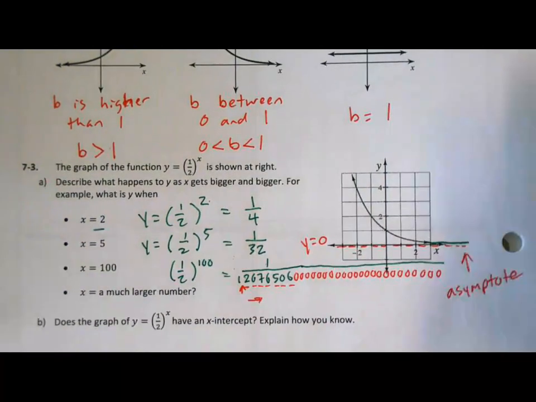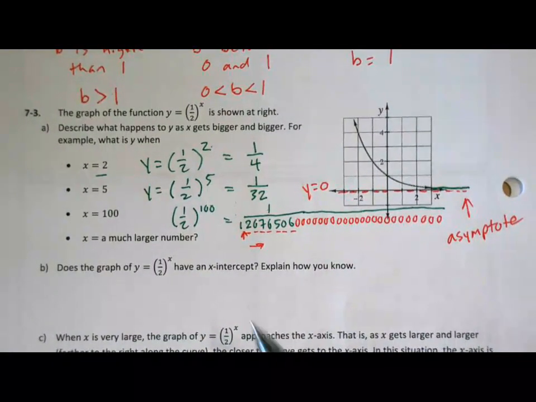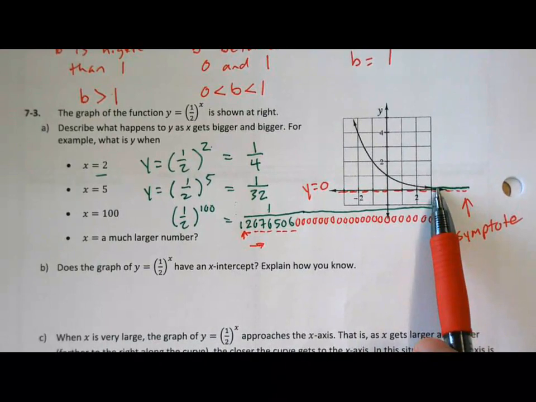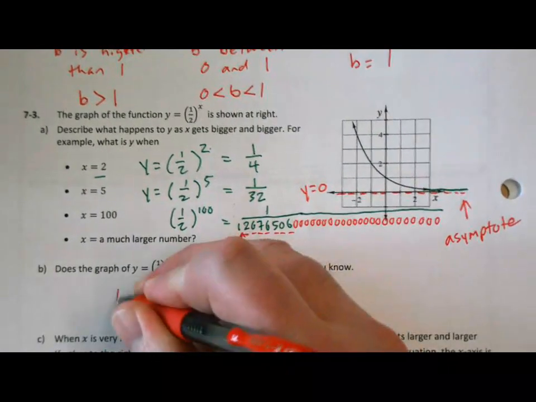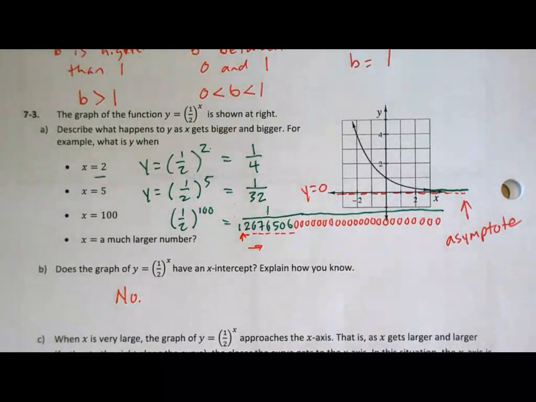All right, so let's answer part B here. Does the graph have an x-intercept? Does it ever cross the x-axis? Yes or no? No, it does not. It gets really small, but it never goes negative. It never gets to 0.